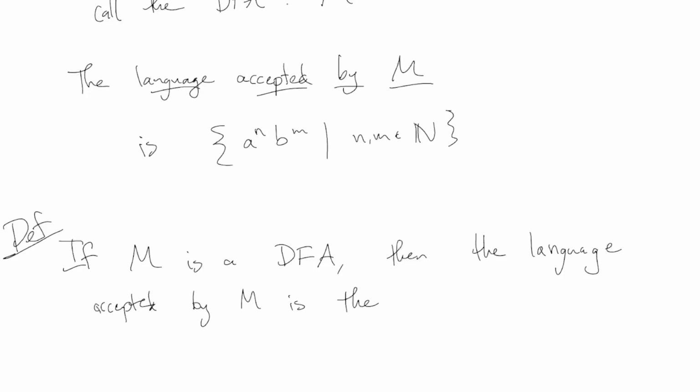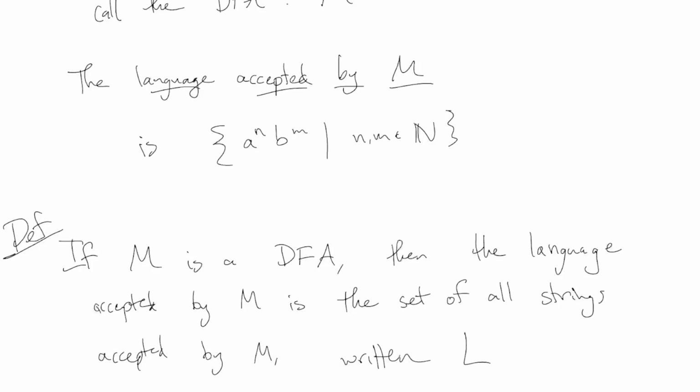is the set of all strings accepted by M. And we write it L of M, the language of M. All right? So every DFA has a language, L of M, the language accepted by that DFA. All right?